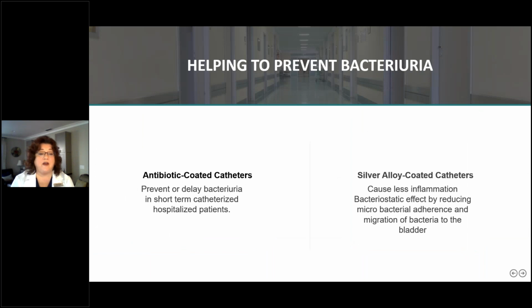So how do you prevent bacteria? The antibiotic-coated catheters can help. They will definitely delay that bacteria in short-term catheterization. The silver alloy coated catheters are less inflammatory to the system, and they're bacteriostatic. They reduce the microbial adherence to the catheters that can migrate up to the bladder.